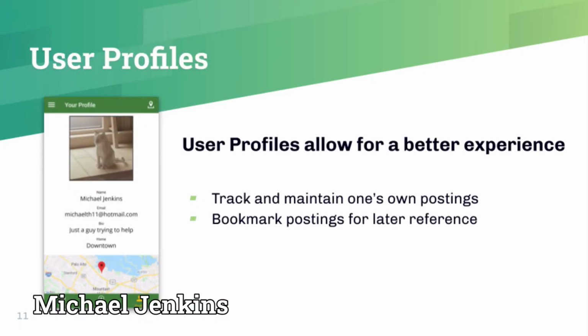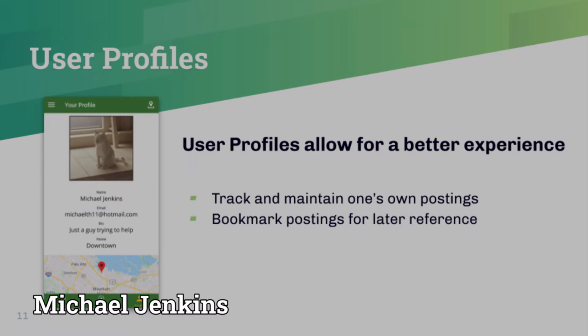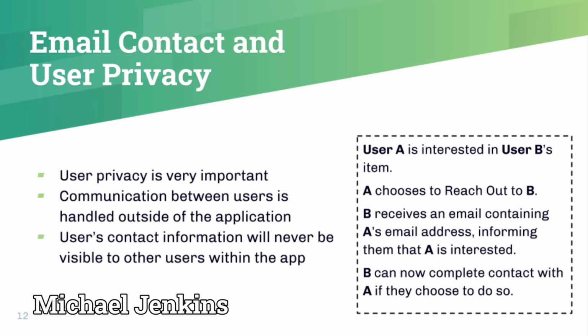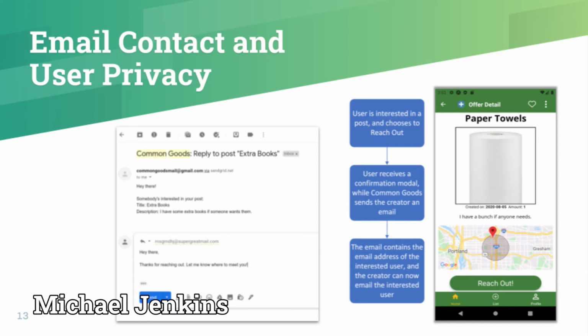Through profiles, a user is able to keep track of their own posts and to reach out to their fellow community members for help. Users are also able to bookmark posts they're interested in to view later. As user privacy is crucial to us, we never display a user's contact information on the app itself. Instead, when a user is interested in a post and decides to reach out, Common Goods sends an email to the creator of the post, informing them that someone's interested. The interested party's email is preset in the reply field, so the post creator can easily contact them while remaining in complete control over whether their information is shared or not.